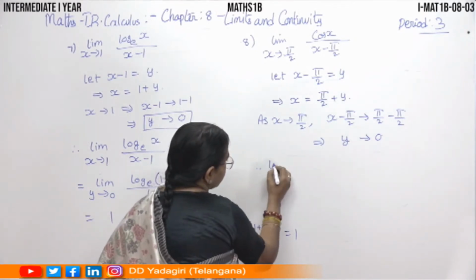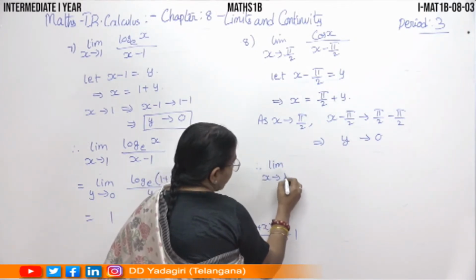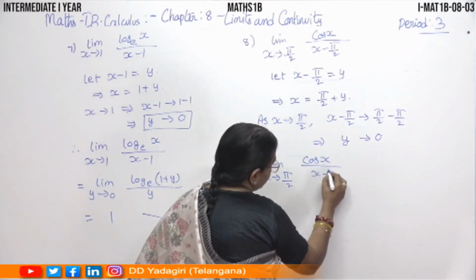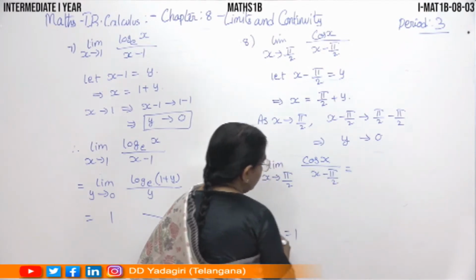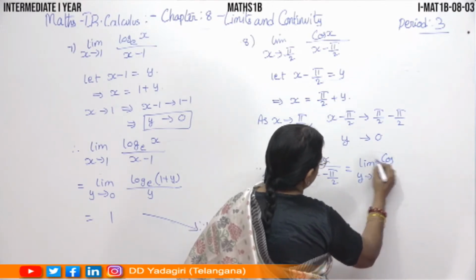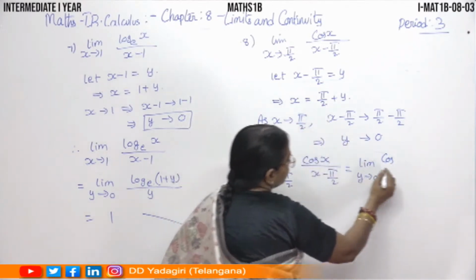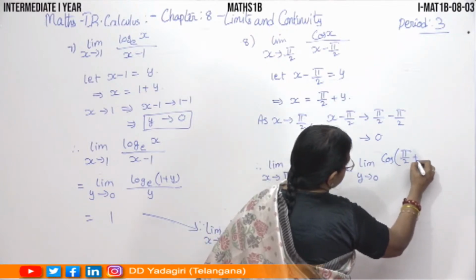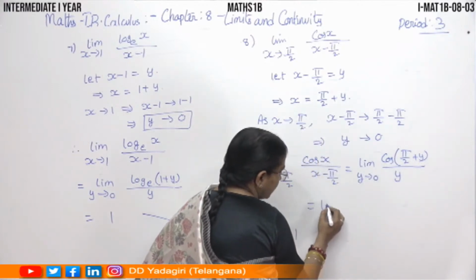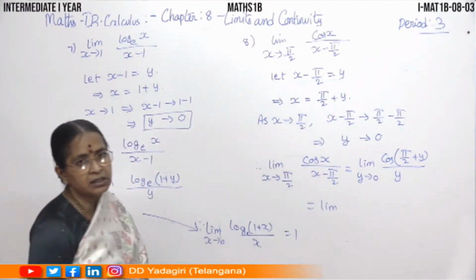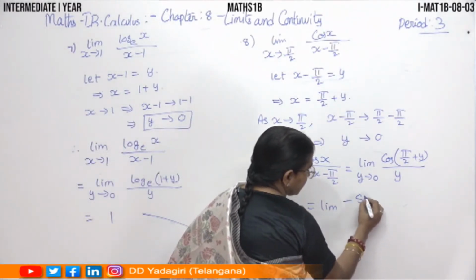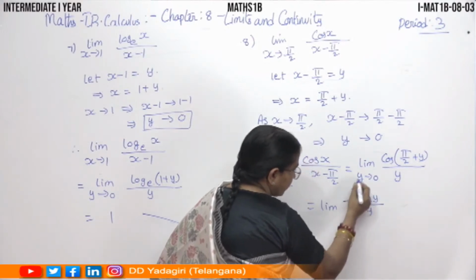So now we'll find the limit x tending to pi by 2 of cos x by x minus pi by 2, which is equal to the limit of y tending to 0 of cos of, what is x now? X is pi by 2 plus y, by y. Now what is cos 90 plus theta? Cos 90 plus theta is in the second quadrant. In the second quadrant, cos is negative. So I should write minus sin y by y, as y tends to 0.